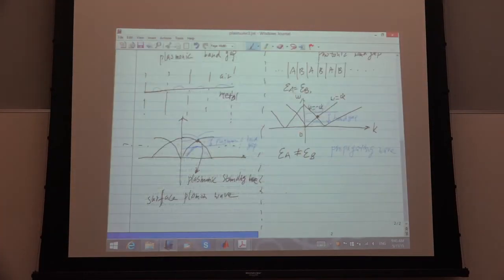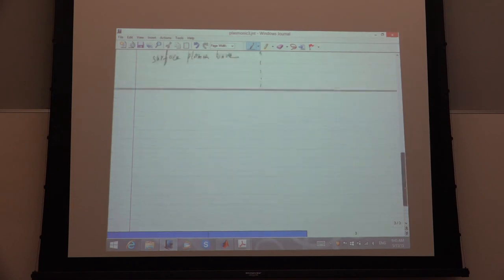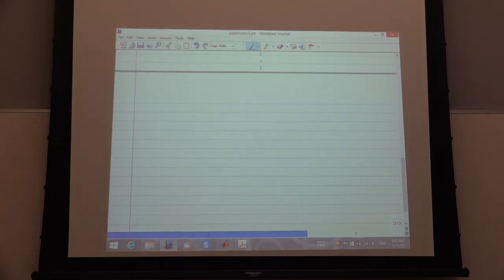So how to open up a band gap? In the literature, how do you open up a large plasmonic band gap? What's the way? It's very similar to a photonic band gap. The idea is here. This is a grating, not a pure structure. How to do that? I'll just draw it.